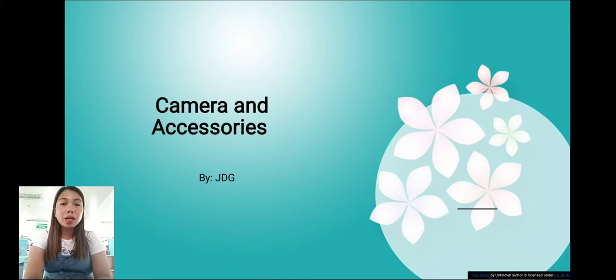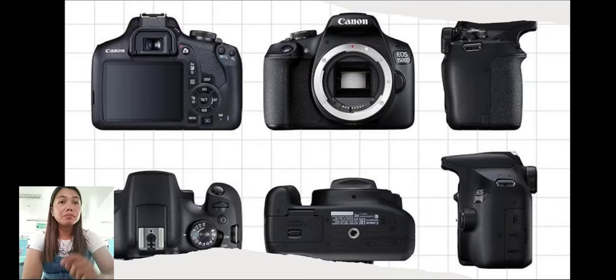So when you say camera, that refers to the light tight box, which is responsible for excluding the unnecessary light, wherein it will cause overexposure of the picture. So this is how a camera looks like.